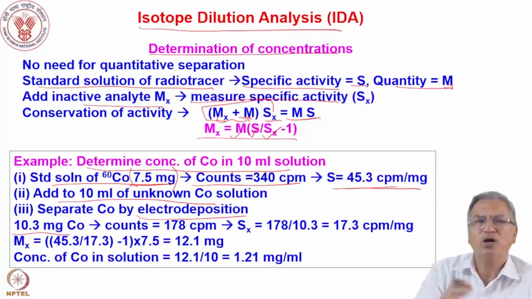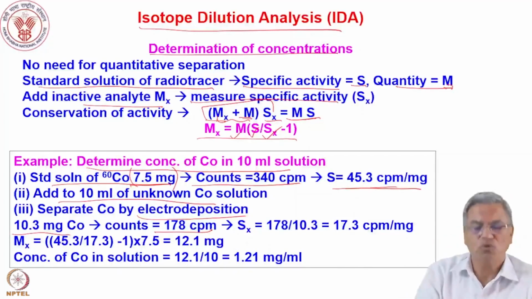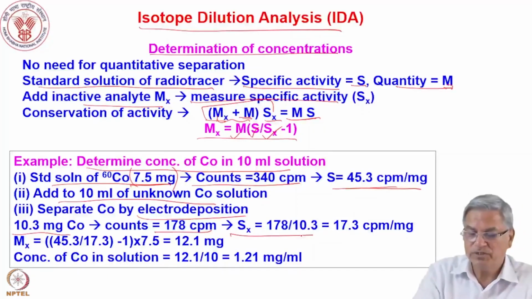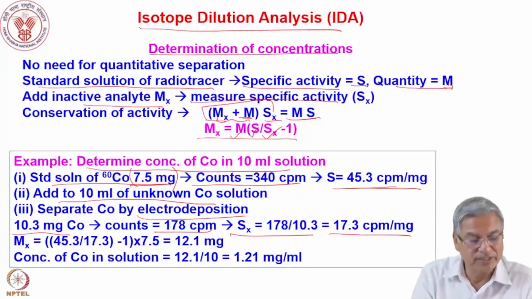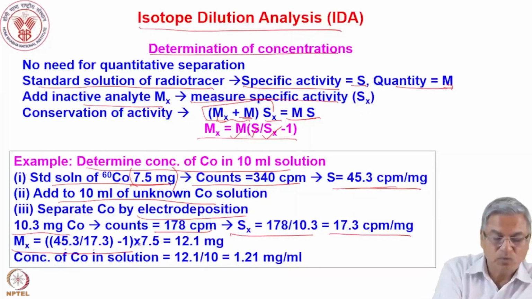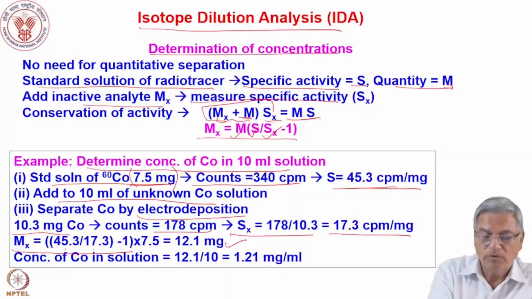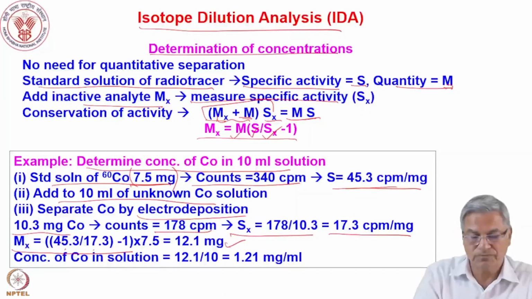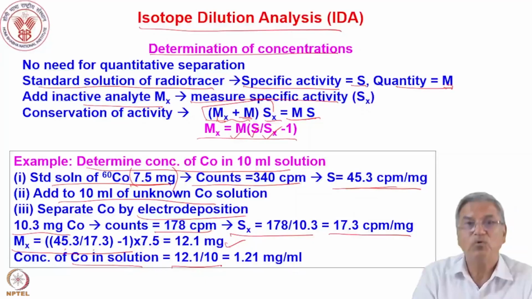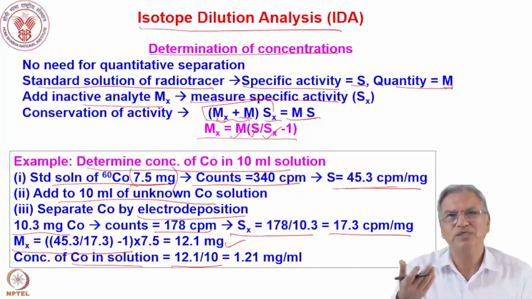So it is not necessary to have quantitative separation. Whatever amount you got, you take the activity of that, and you got 178 counts per minute. So the specific activity will be 178 upon 10.3, which is 17.3 counts per minute per milligram of that separated cobalt fraction. So you can put the values in this equation. S upon Sx minus 1, into 7.5, will be 12.1 milligram of cobalt in the unknown solution. Total amount of cobalt. So the concentration of cobalt will be 12.1 by 10 ml, which is 1.2 milligram per ml.